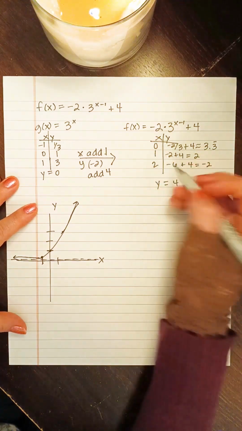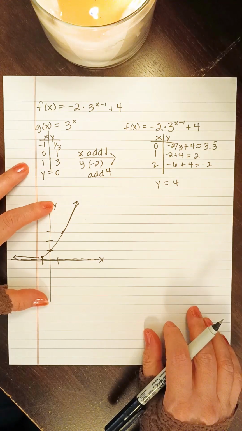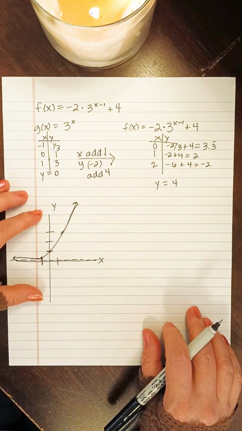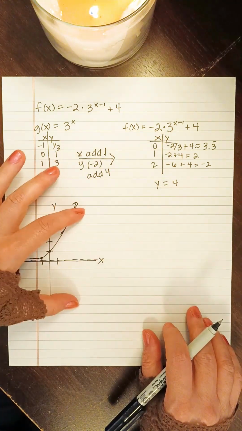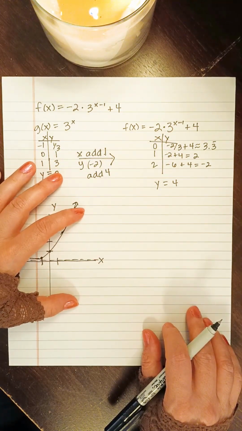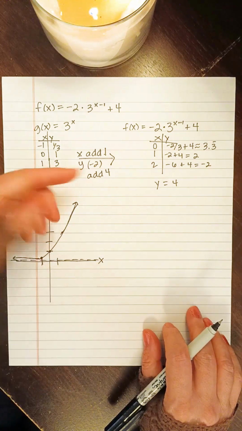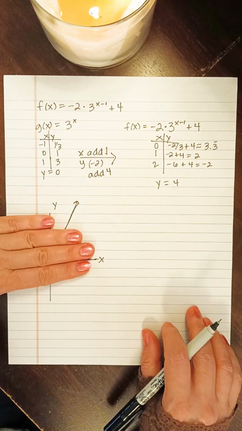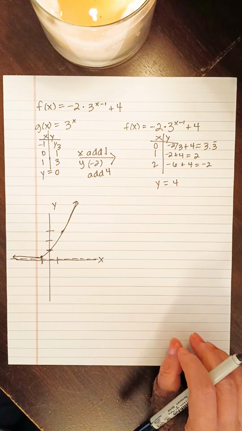And now let's do this one. What we're going to do is take this graph, and you'll see in a minute once we plot these points, shift it, do a horizontal shift right one. We're going to do a reflection about the x-axis, because the y has become negative. So it's going to flip. We're going to shift it up 4, and it's going to stretch by a factor of 2.